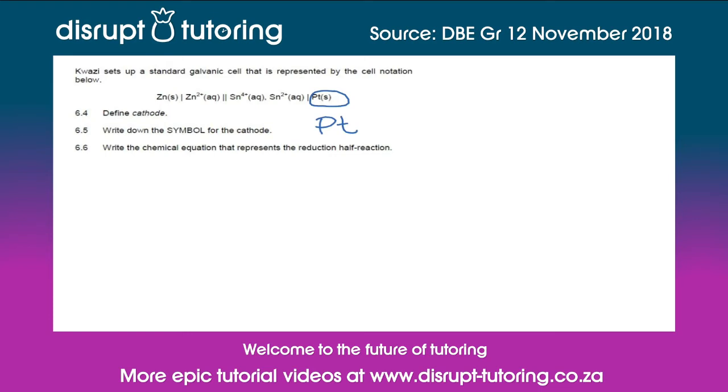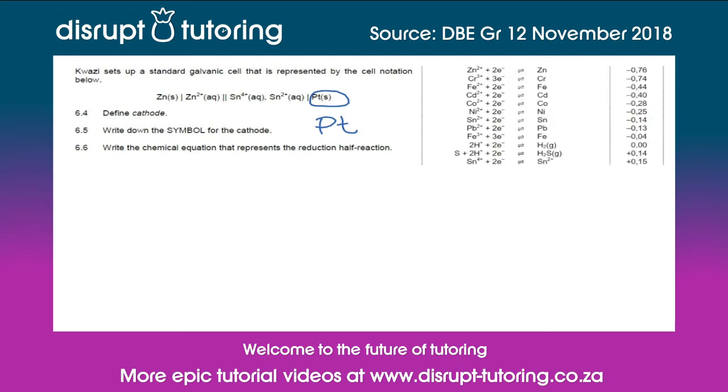Okay, and then the next question asks us to write the chemical equation that represents the reduction half reaction. So this reaction takes place at the cathode, and the cathode is listed second, so that involves the Sn4+ ions and the Sn2+ ions, and we can find the equation involving those two on the table of standard reduction potentials. So here it is listed at the bottom, so we can say that the equation that represents the reduction half reaction is Sn4+ + 2e- → Sn2+.